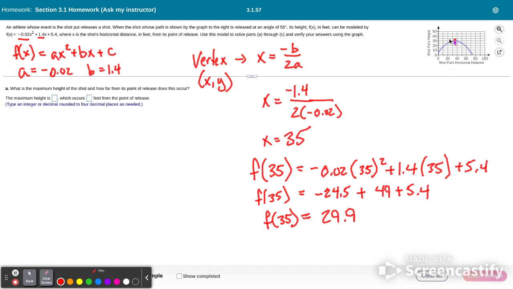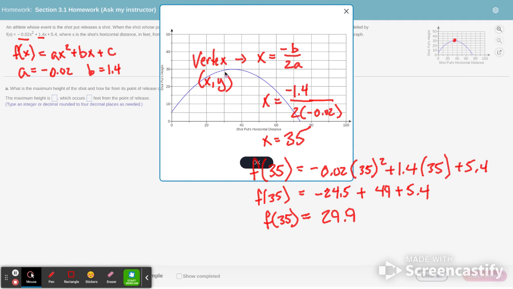That makes sense. If you zoom that in, you kind of see that. I come over here and click on it and come back over. It's loading, and you can see that makes sense. It looks like it's at 30, but 29.9 is basically 30. And if we come straight down, that's about 35. So it looks like we did pretty well.